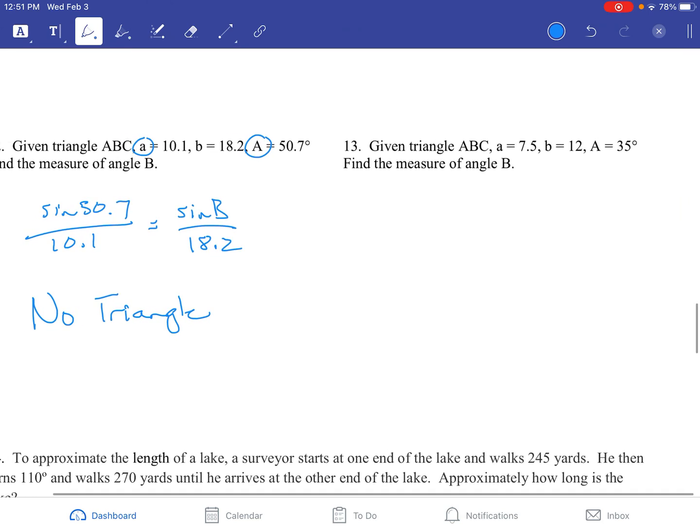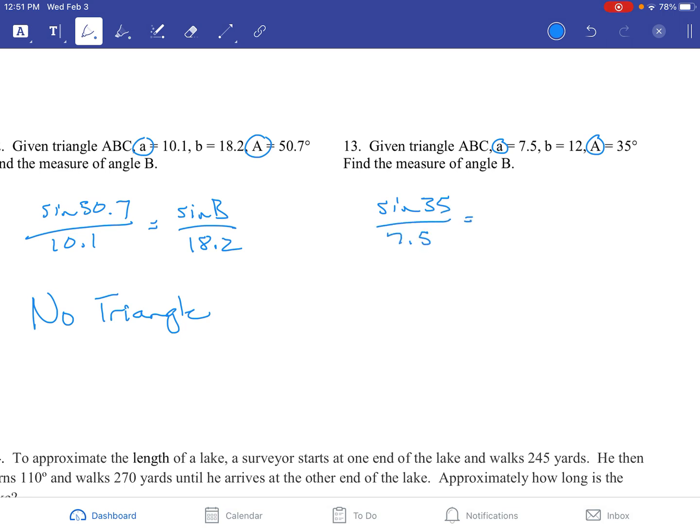Number 13. Again, we have a corresponding side and angle, so we again know we're going to use the law of sines. So we have a sine of 35 over 7.5, sine of B over 12. Okay, so we're going to multiply it out. 12 times the sine of 35 divided by 7.5. Inverse sine of that answer gives me 8.8.